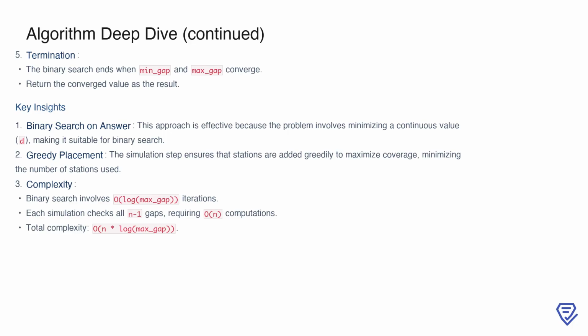This approach, known as binary search on the answer, works effectively because we're minimizing a continuous value, d, which makes it well-suited for binary search. The simulation step employs a greedy strategy, adding stations in a way that maximizes coverage and minimizes the number of stations used. Looking at the complexity, binary search runs O(log max_gap) iterations. Each simulation involves checking all n-1 gaps, which takes O(n) computations. This leads to a total time complexity of O(n log max_gap).